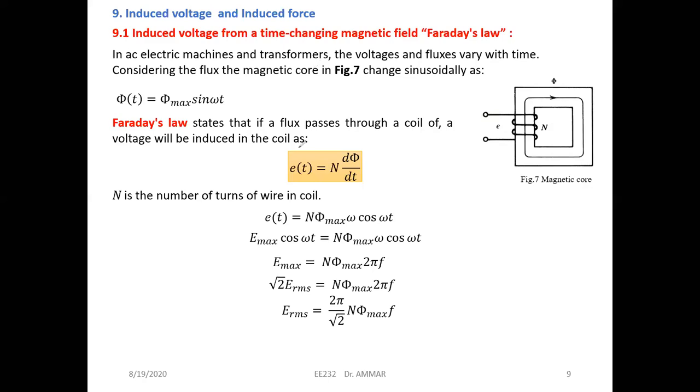Root of 2 times n times phi max times f equals E RMS. Then the final expression of the induced voltage from time change in magnetic field is E RMS equals 4.44. Of course, 2 pi over square root of 2 is 4.44, times n times phi max times f.